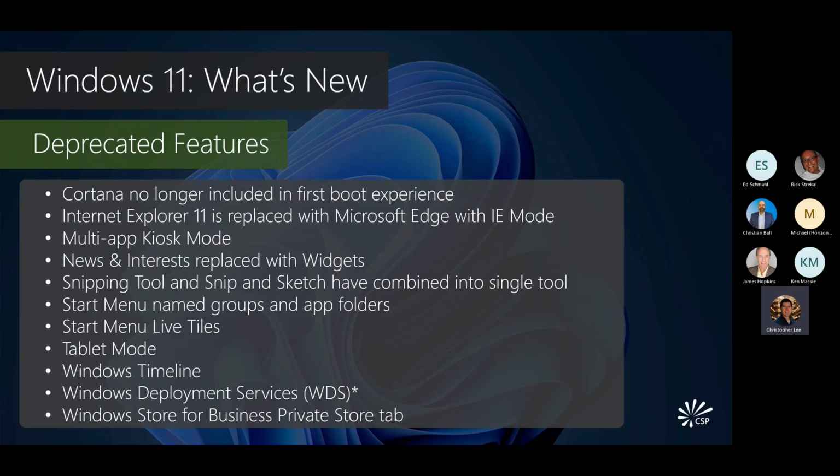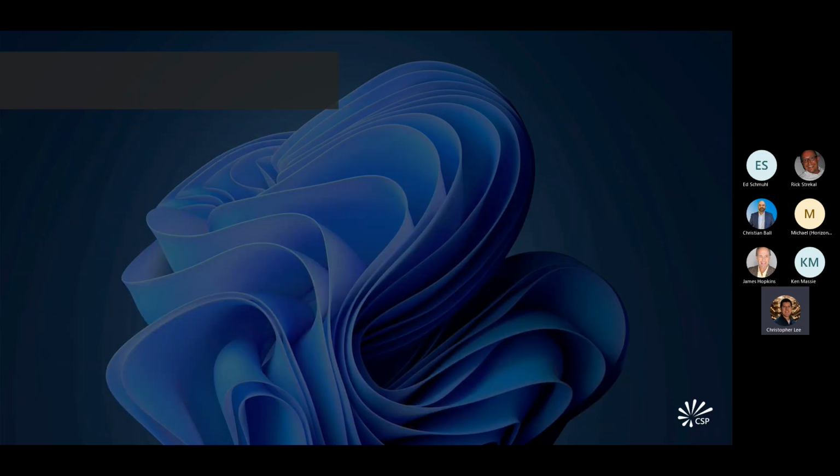But two things really to point out are the last two, the Windows Deployment Services. That's technically listed as deprecated, but that's just partially deprecated. If you're still using Windows Deployment Services, this pretty much means any workflows that you have that rely on the boot WIM image file are no longer supported. But Windows Deployment Services as a whole is not deprecated. And then the Windows Store for Business, there's a change in there to where the private store tab is no longer visible.